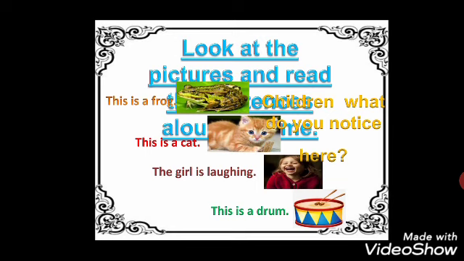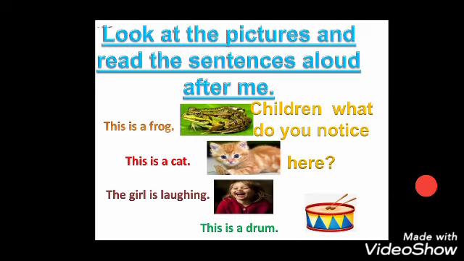Here you have, children, pictures. You have here pictures. First picture, it says, this is a frog. So children, look at the pictures and read the sentences aloud after me. This is a frog. Who is that one, children?